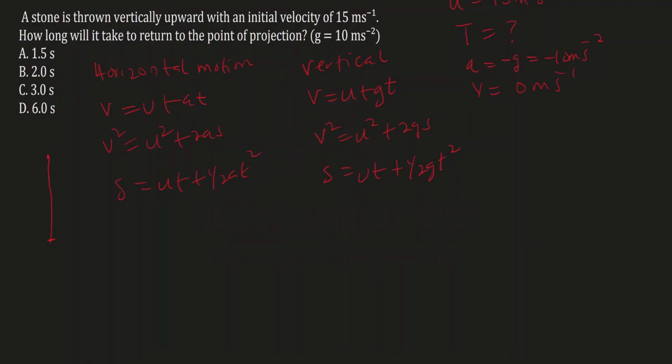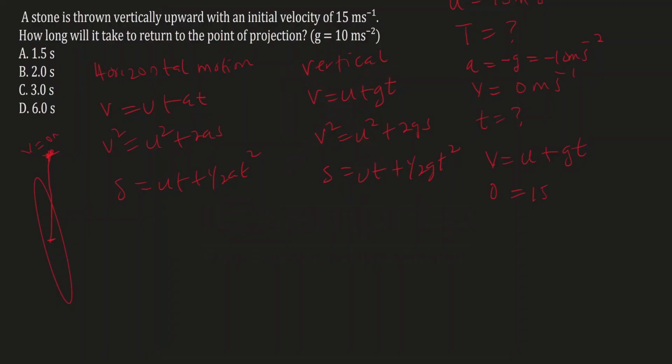So let's consider upward motion alone. A stone is thrown upward to maximum height. When the object gets to its maximum height, it's going to stop momentarily. It means that at maximum height, its final velocity is 0 meters per second. Now, let's find the time it takes to get to maximum height. So we use v equals u plus gt. At maximum height, the final velocity is 0. The initial velocity is 15.